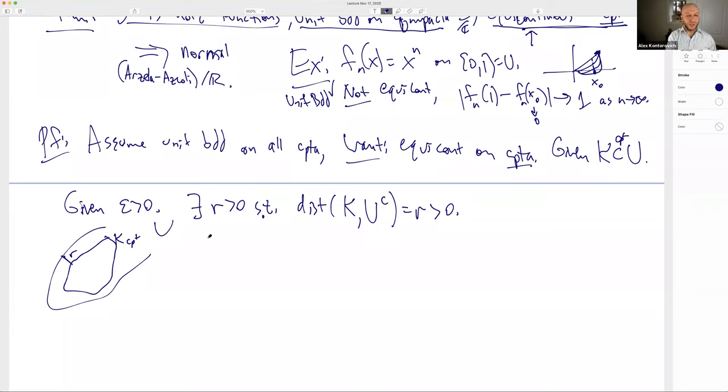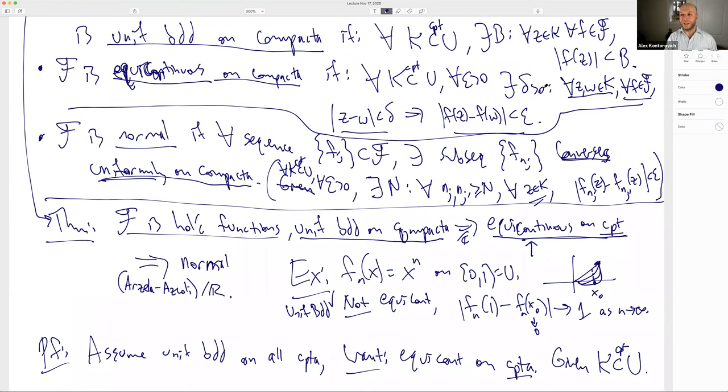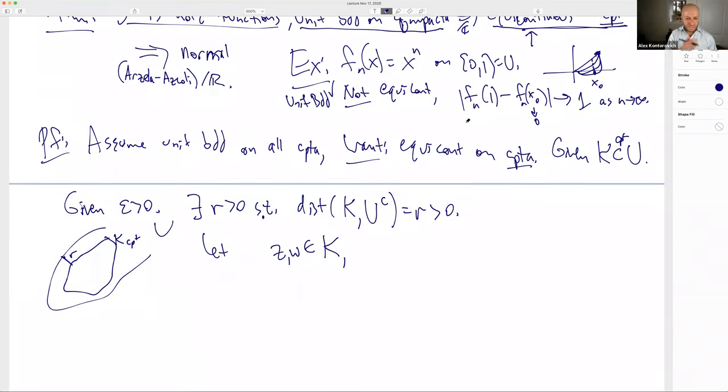What I want to do is take any two points, let Z and W be in K. We're going to come up with a delta so that as long as they're close enough, we have this control on F. F of Z minus F of W. So here's Z. I don't know where they are. Maybe they're getting near the boundary. Maybe that's what I'm worried about, Z and W.